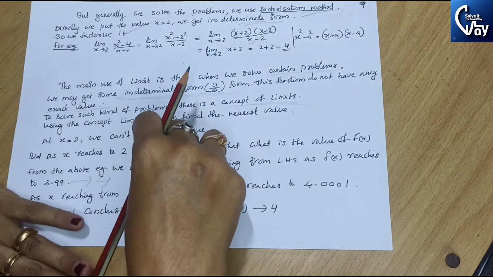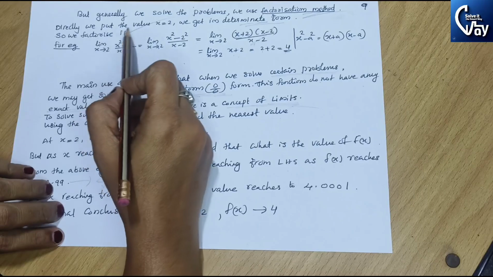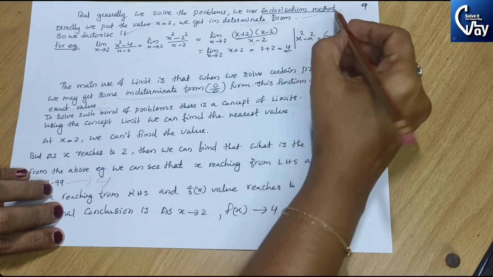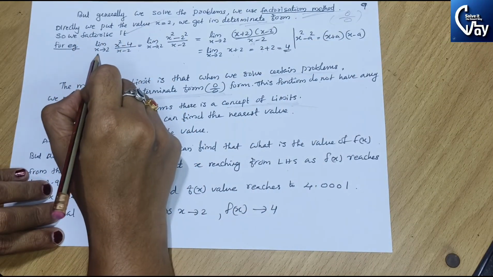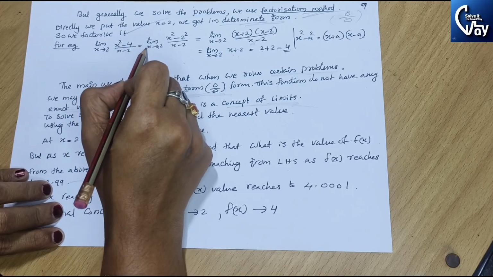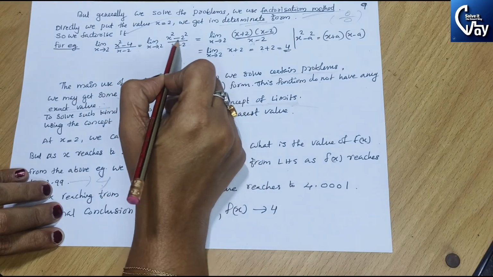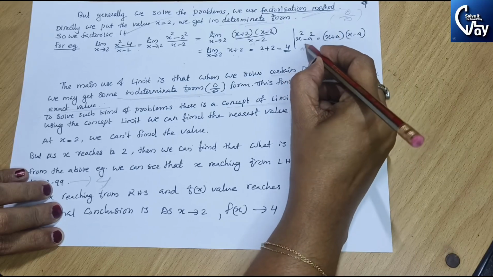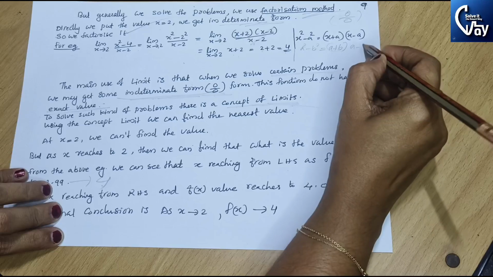But generally, when we solve problems, we use the factorization method. Directly putting the value x equal to 2, we get an indeterminate form, that is 0 by 0. So we factorize it. For example, limit x tends to 2, x square minus 4 by x minus 2 equals limit x tends to 2, x square minus 2 square by x minus 2. X square minus a square can be factorized as x plus a into x minus a.